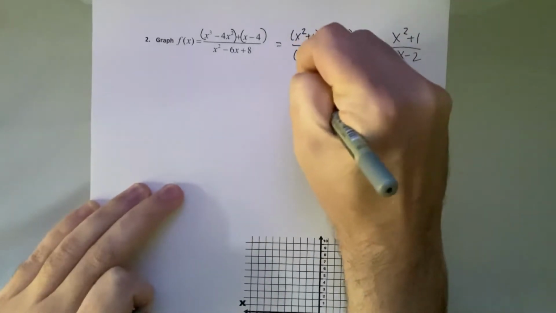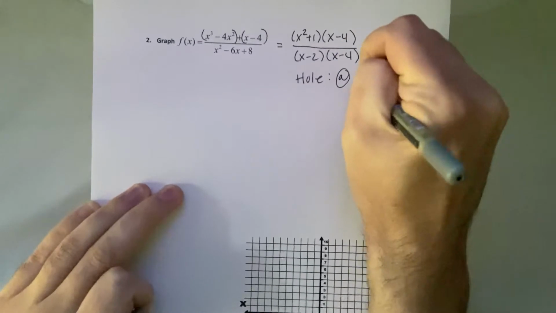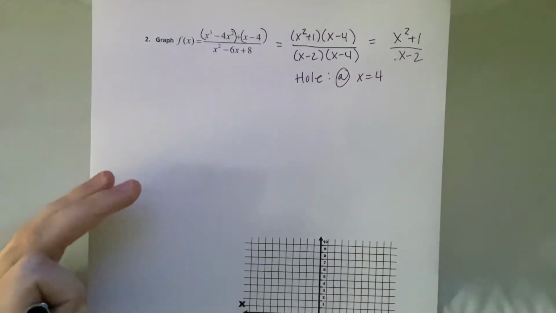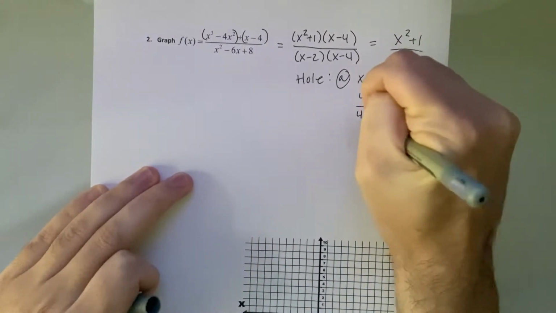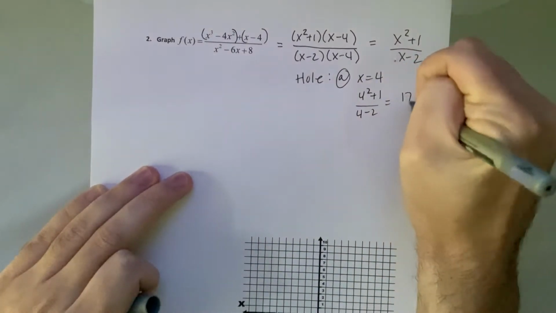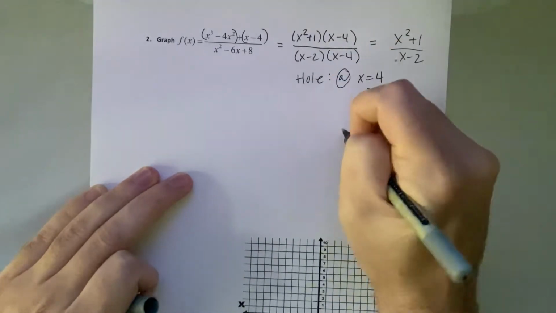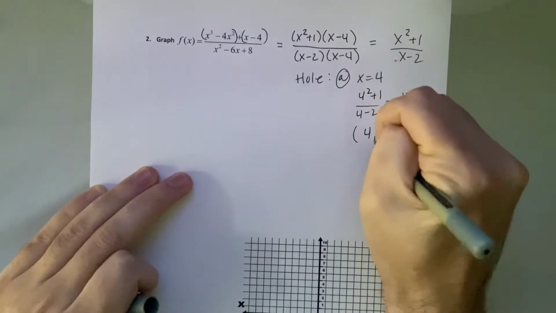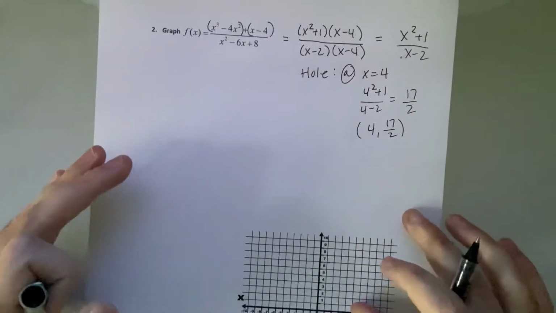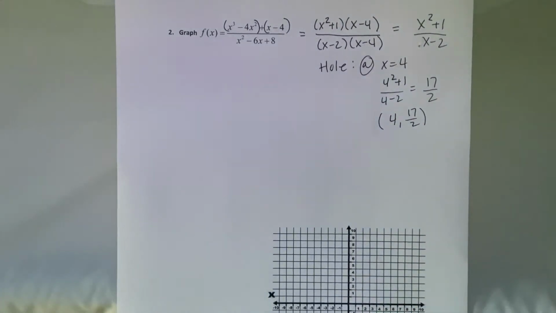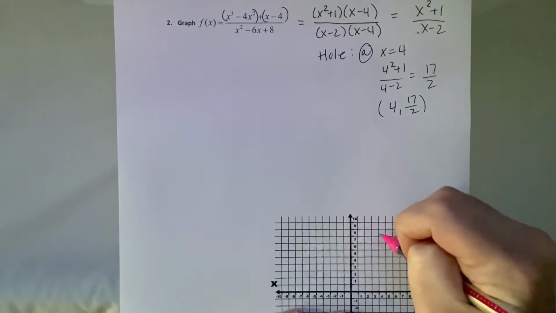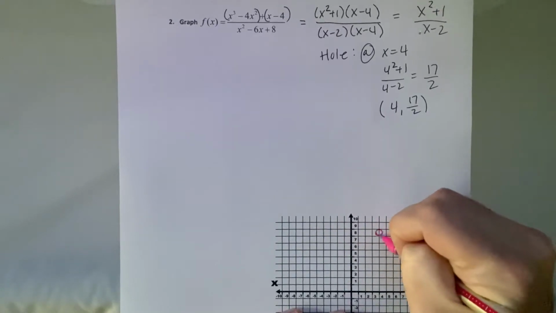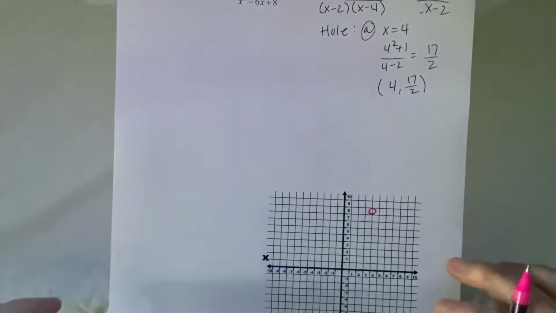And we need to make a note of a hole. It's at x equals 4. But I have to plug 4 in to see the y value. So 4 squared plus 1 over 4 minus 2 is 17 over 2. So it's at the point 4, 17/2. So how we graph a hole, we'll do this right now. We make an open circle at that point, so over 4, up to 17 over 2, which is 8.5. We just make an open circle here. But we can still use that point later on when we're doing our test chart.